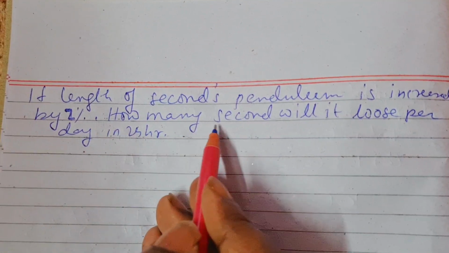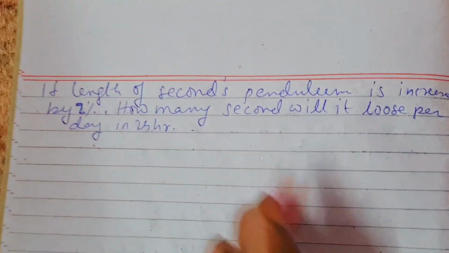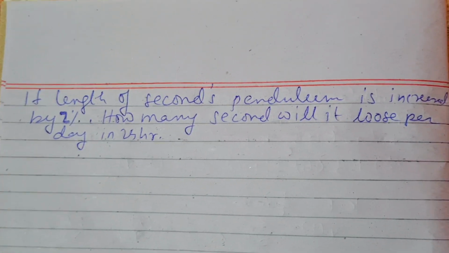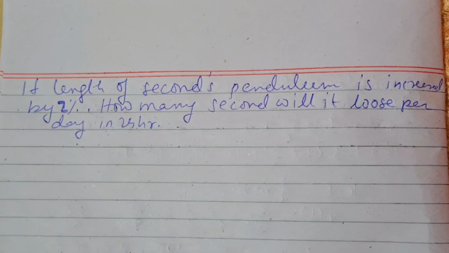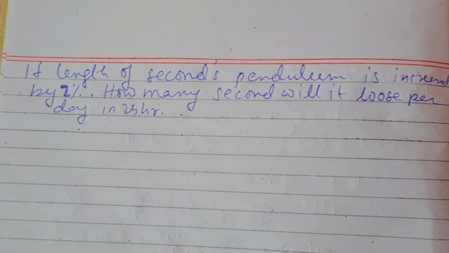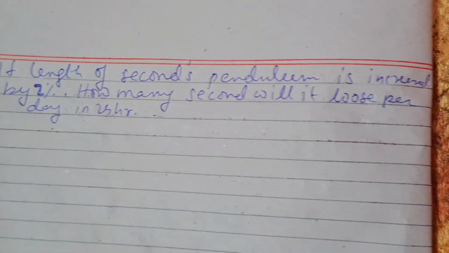Next problem. If the length of seconds pendulum is increased by 2%, how many seconds will it lose per day in 24 hours? As you know, in summer the length of a seconds pendulum increases due to expansion and in the winter it contracts. So let us do the sum.